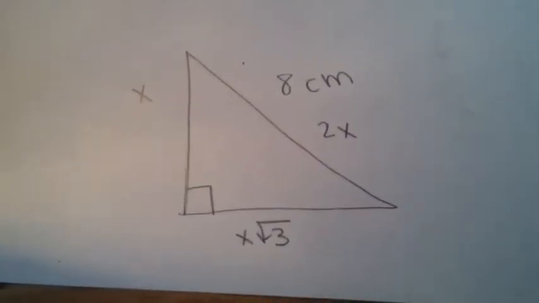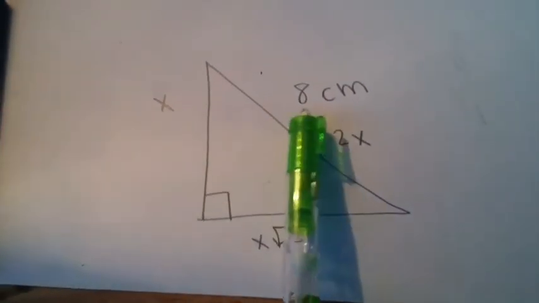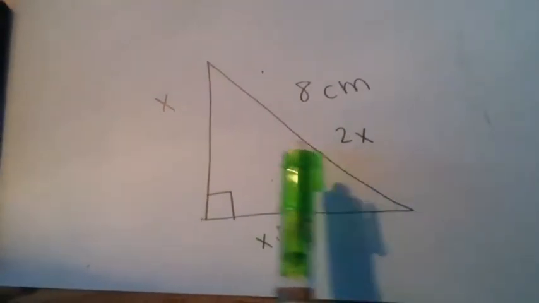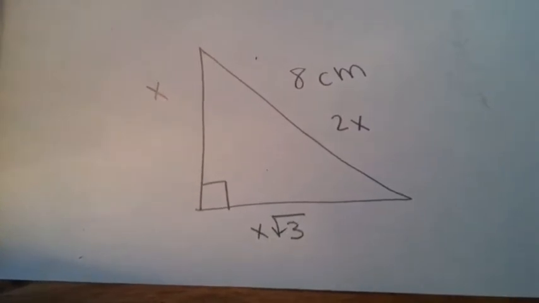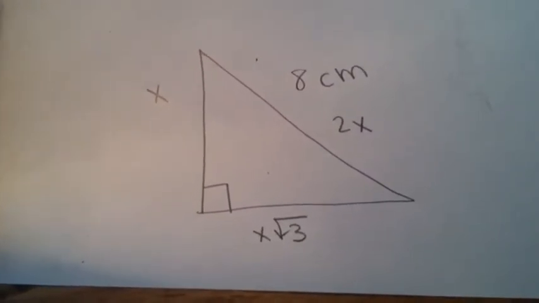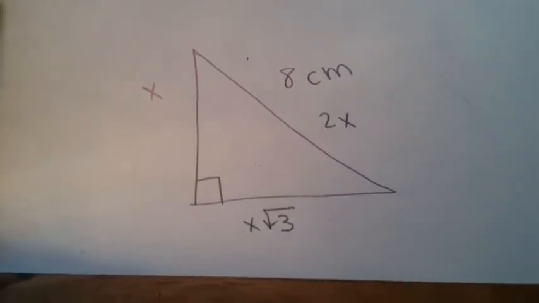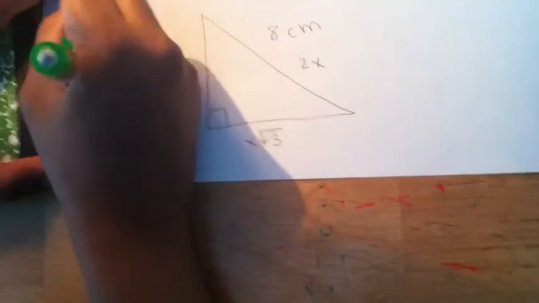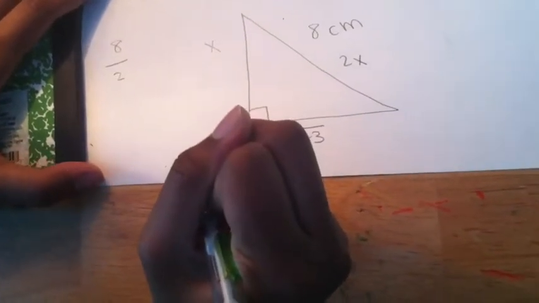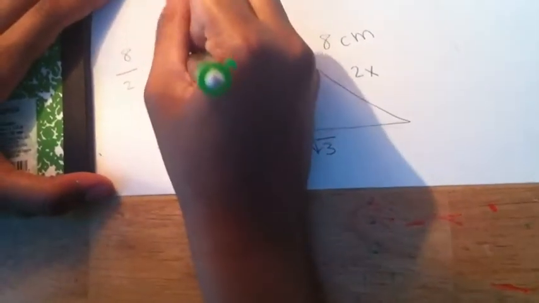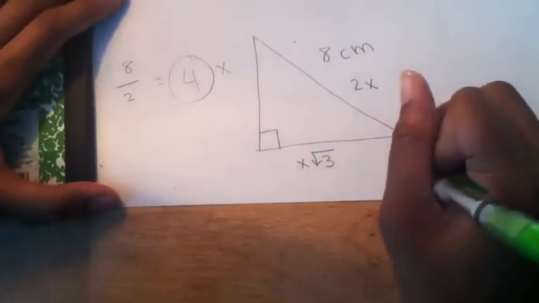Now, you try one. If the hypotenuse is 8 centimeters, how long will the others be? Well, because the hypotenuse is 2x and the shorter leg is x, what does that make the shorter leg? Well, the shorter leg is 4 centimeters, making the longer leg 4 root 3.